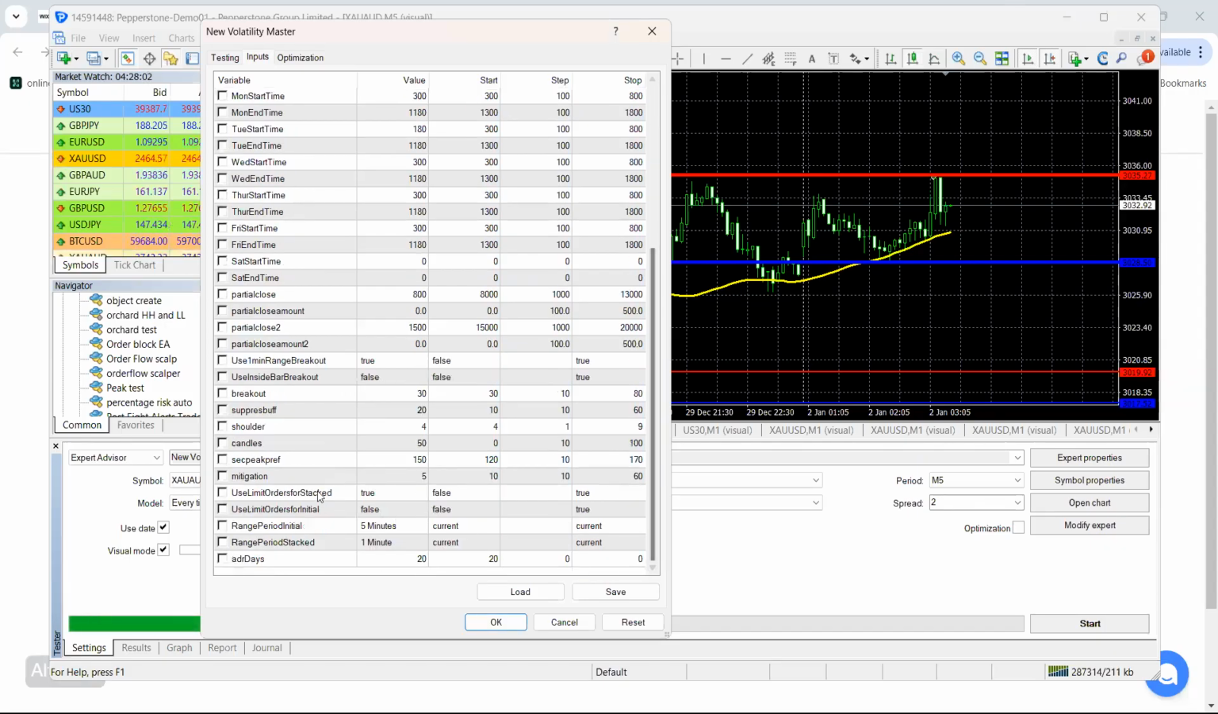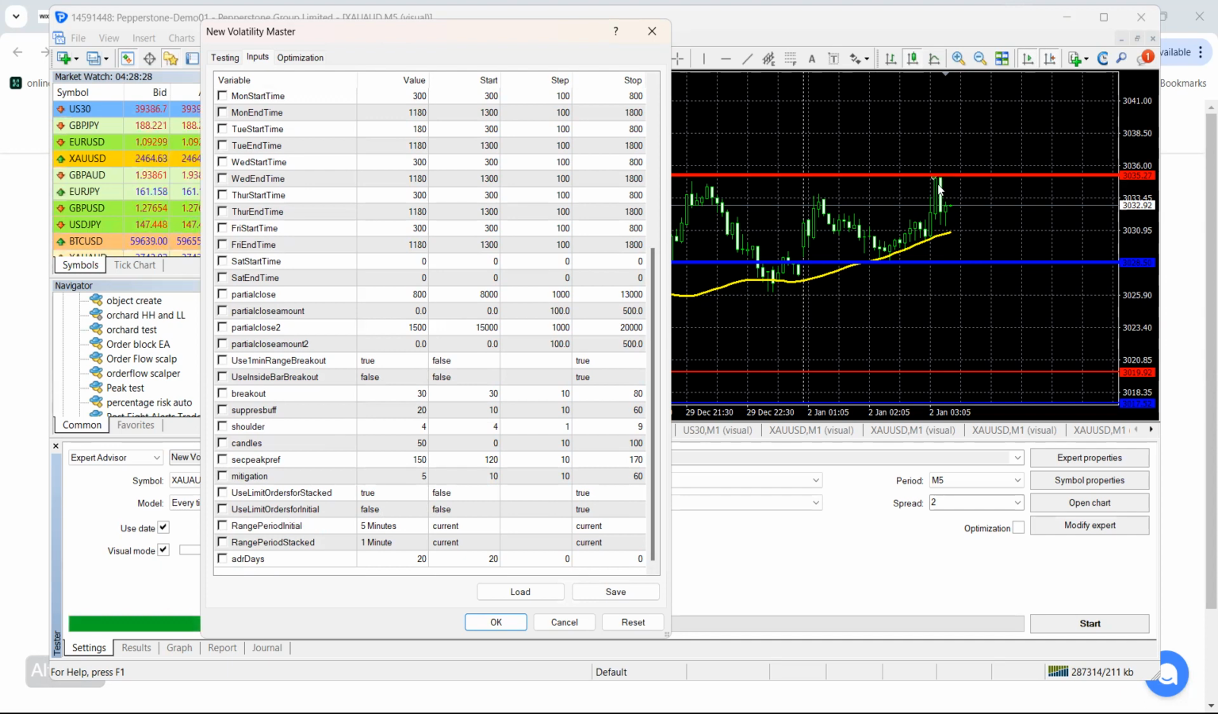So we were up to the mitigation setting. And I'm just going to quickly talk about the next two settings first. Use limit orders for stacked and use limit orders for initial. So that's for the initial trade and for the stacked trade. So you can either choose to use normal trade orders or you can use limit orders.